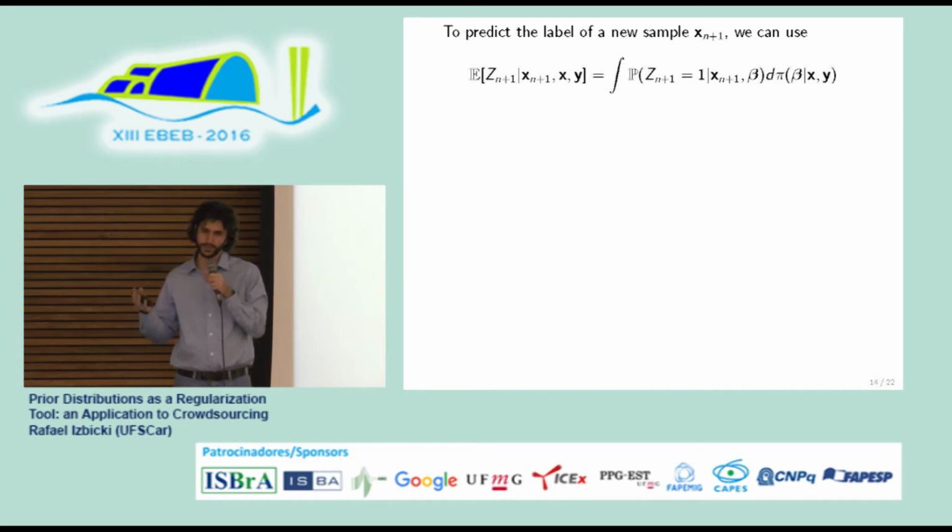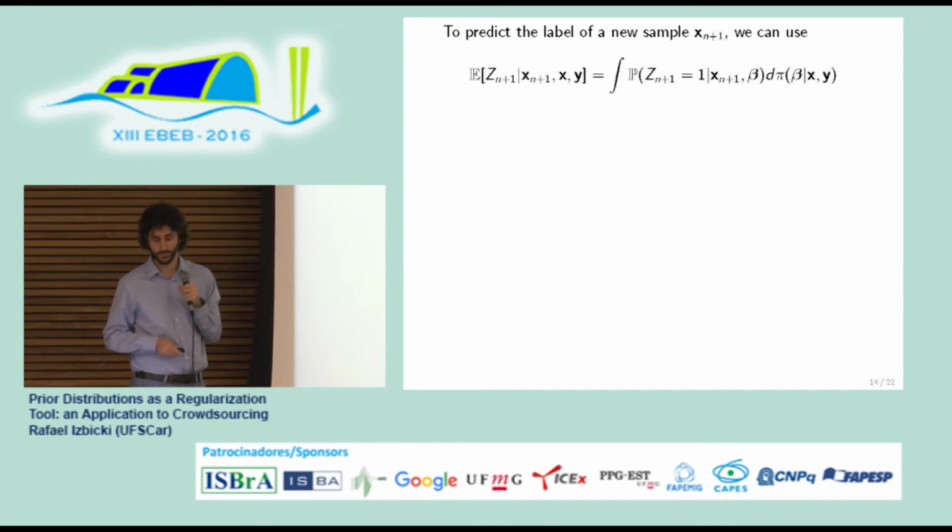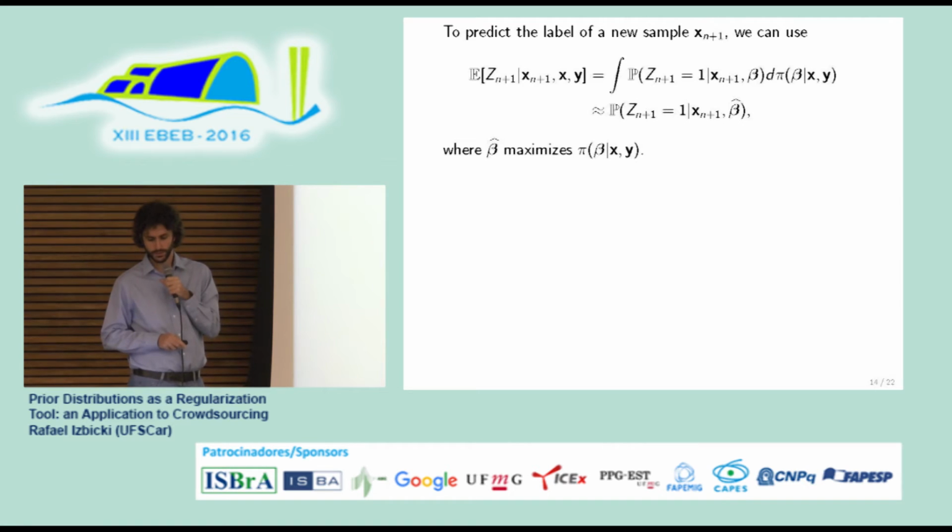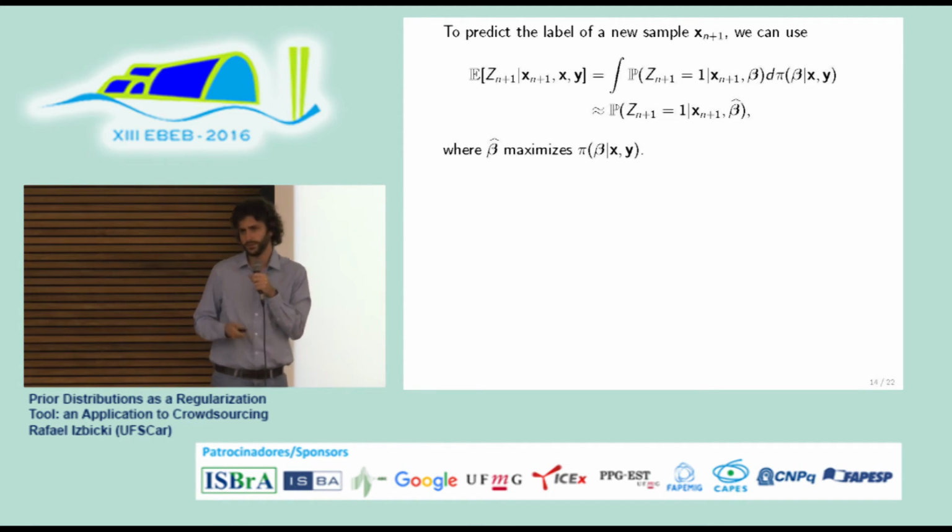Now, I have to say that the MCMC is kind of slow, so if you want an approximation which is faster, and it's actually what we did for most of the work, you can approximate this by just evaluating this probability on beta hat, where beta hat is the value that maximizes the posterior. It's the mode of the posterior. So that's just an approximation, but it's much faster.